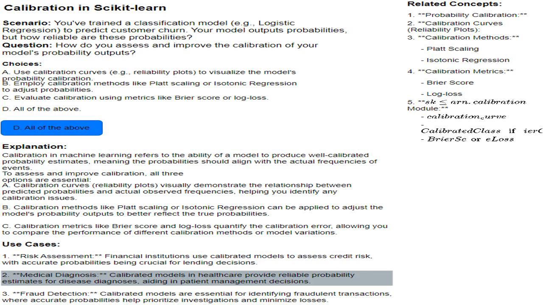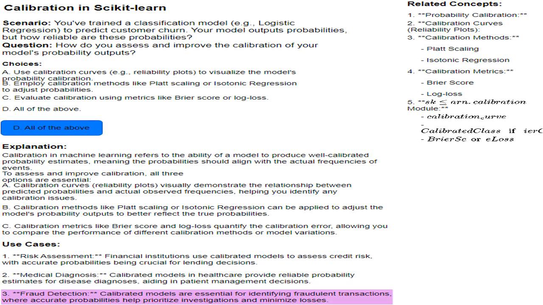Medical diagnosis. Calibrated models in healthcare play a vital role in providing reliable probability estimates for disease diagnosis. These models assist medical professionals in making informed patient management decisions, such as recommending further tests or treatment plans, based on the likelihood of specific conditions.